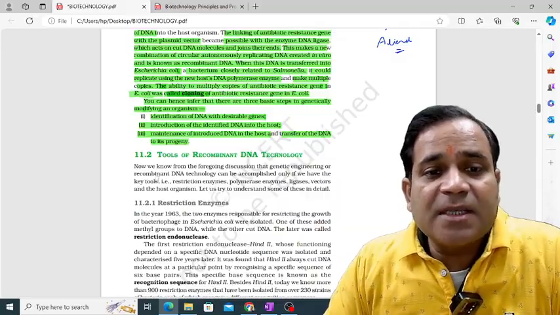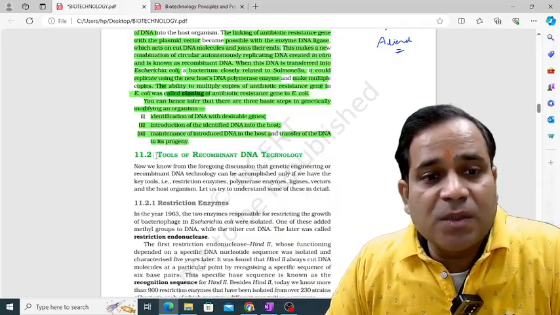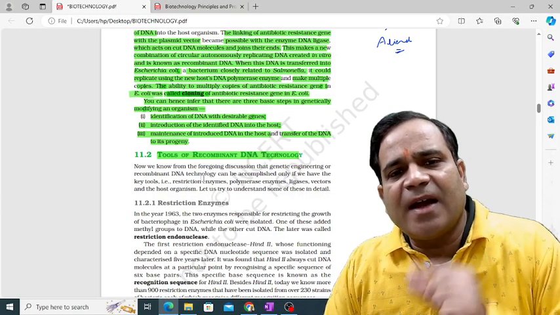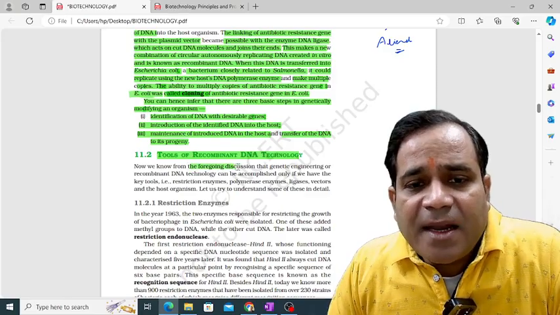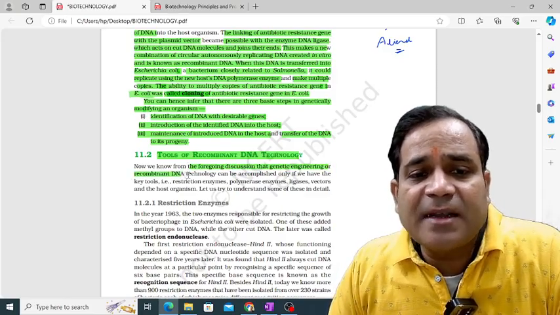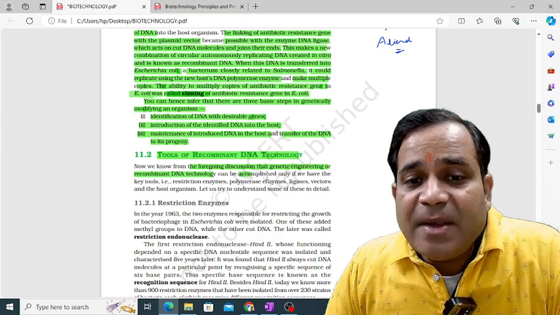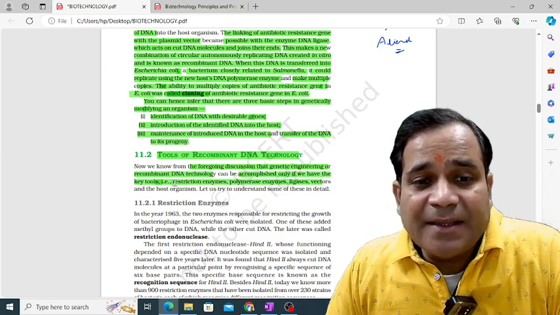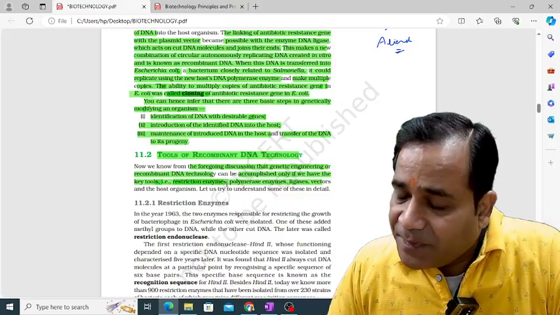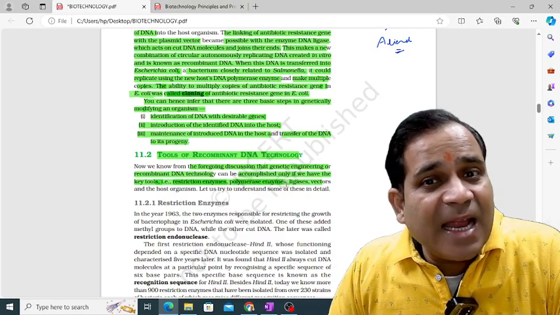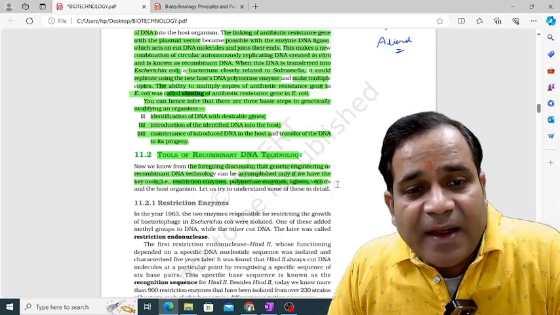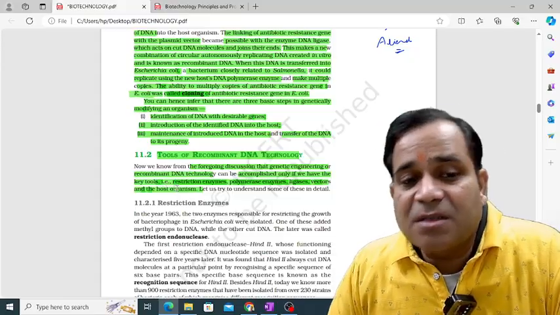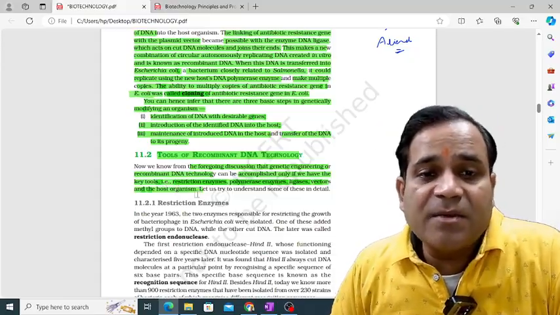Here are the tools of recombinant DNA technology. Suppose genetic engineering, or recombinant DNA technology, can be accomplished only if we have the key tools. So what are the key tools? Number one, restriction enzyme. Second, polymerase enzyme. Third, ligase. Fourth, vectors. And the other one is host organisms.